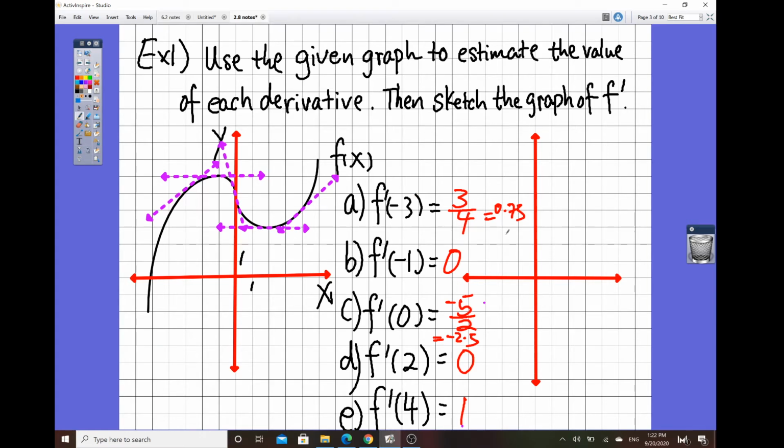At -3, the slope is 0.75 right up here. At -1, the slope is 0. And at 0, the slope is -5/2, so -2.5.